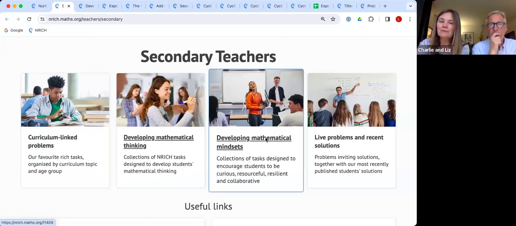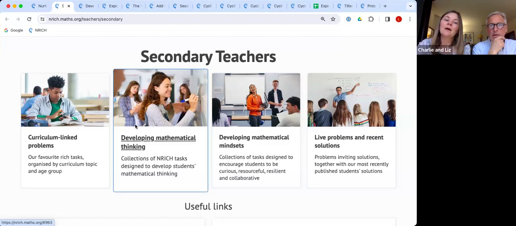If you're looking to develop students' mathematical mindset, so encouraging them to be more curious, work together, resilient and resourceful, then you could click here. And this third way of organizing our resources is about developing the mathematical thinking skills, and those are the adaptive reasoning and the strategic competence aspects of the rope model. Charlie, I think I'm going to leave you to talk a bit more about these in particular.